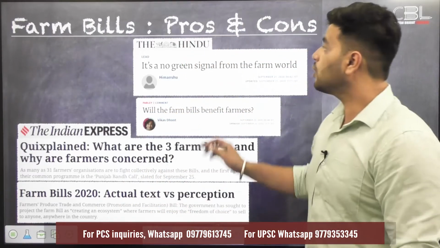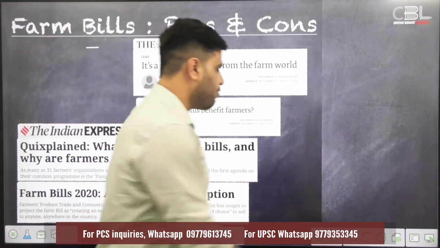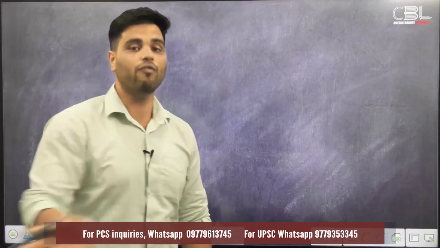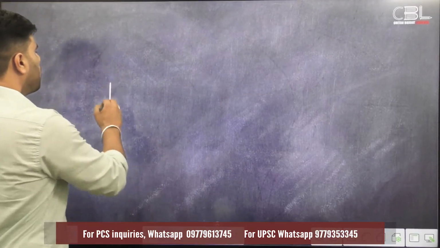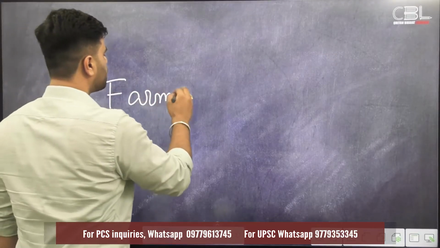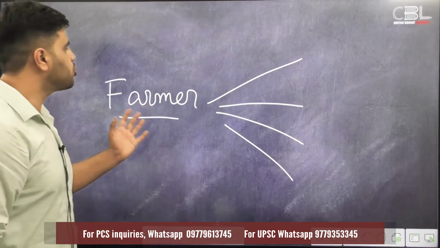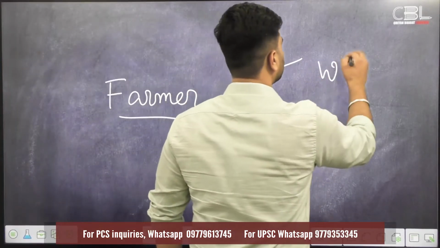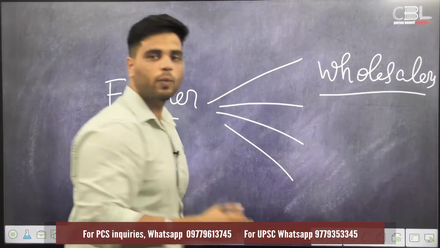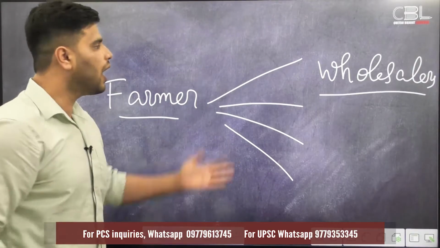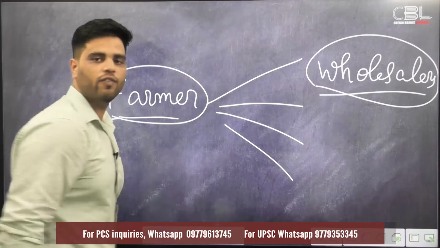Now, before understanding what these farm bills are all about, you need to know how agricultural marketing in India functions or how it has functioned so far. Before independence and just after independence, farmers used to sell their produce to different players. Generally, farmers used to sell their produce to wholesalers, who are also known as Aadhiyas. You must have heard this term. So farmers used to sell their produce to Aadhiyas in different mandis all over India.